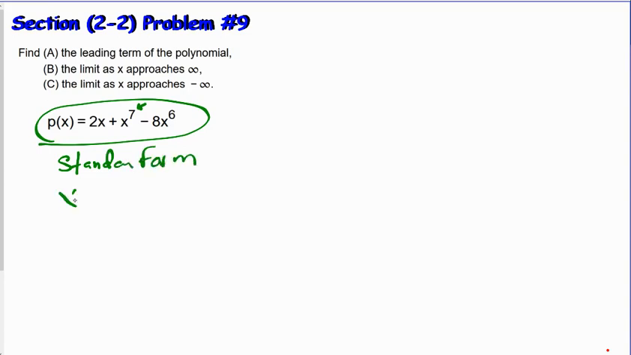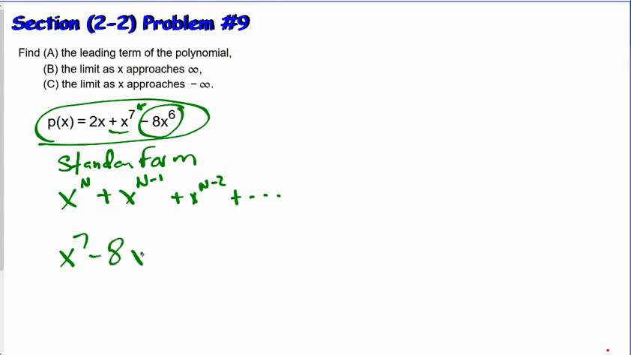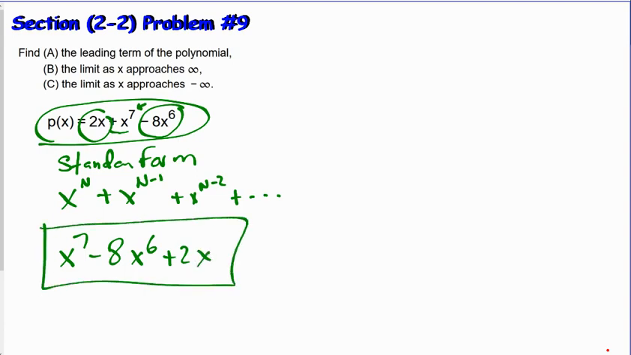And that basically says to list your exponents from the highest exponent to the lowest, from left to right. So we see our highest exponent is x to the 7th, and we have to take the coefficient with it, which is a positive 1. So we have x to the 7th. Now the next in line would be negative 8 times x to the 6th. And then the next in line would be plus 2x. This is standard form for p of x.